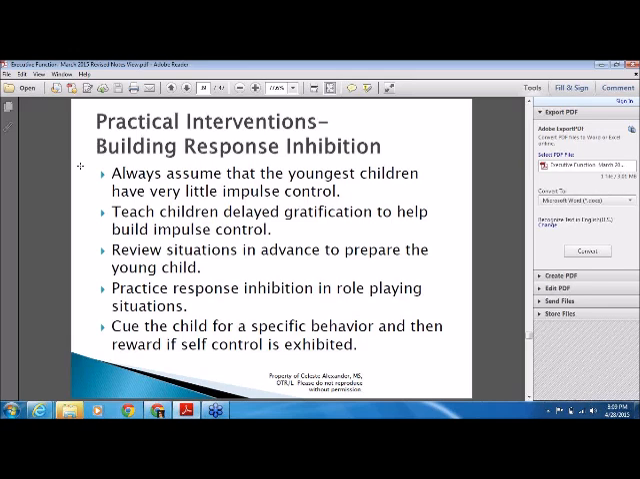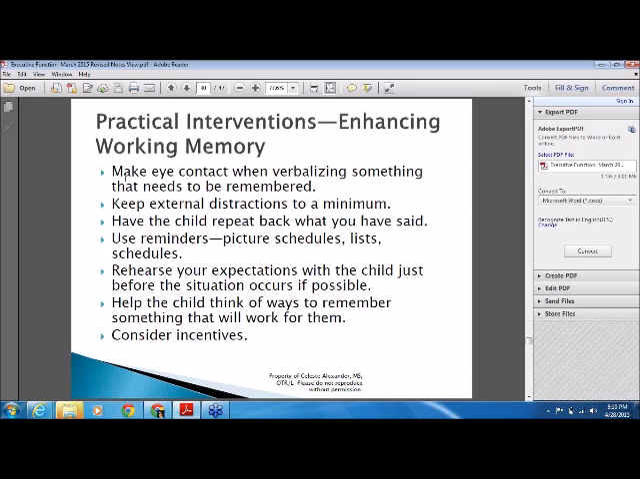And then again, cueing the child for the specific behavior, and then reward them if self-control is exhibited. Now use the reward loosely, whatever it might be. High five, a big hug, an extra ride on the scooter board, an extra spin on the sit and spin, whatever it might be, whatever that incentive is that motivates that child is what you're going to use. Okay, so those are really good ways to help build response inhibition.